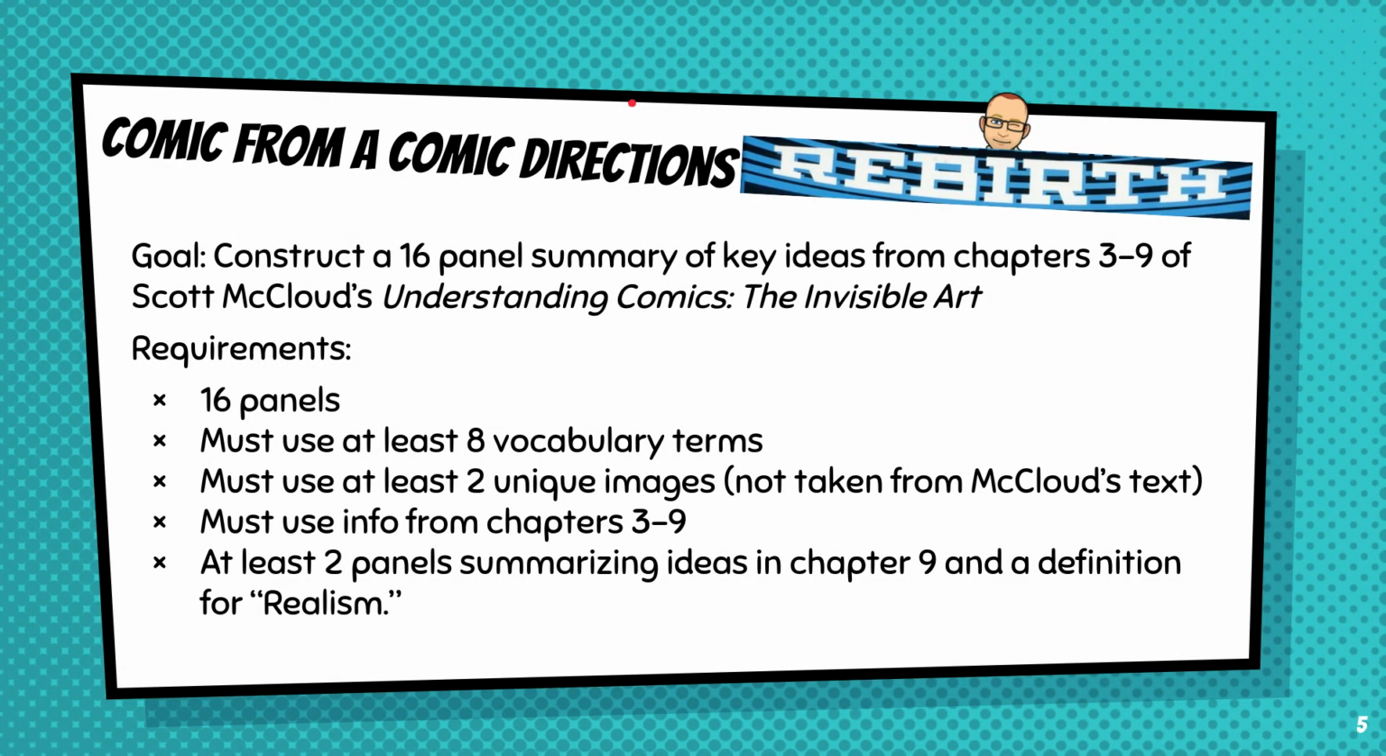So first, as a review, the Comic from a Comic directions for Rebirth. You're doing a 16-panel summary of the key ideas from McCloud's book, focusing on chapters 3 to 9. You have 16 panels. It must use at least 8 vocabulary terms. It must use at least 2 unique images not taken from McCloud's text. You can use Google Images, or you can draw your own images, whatever you'd like. Must use information from chapters 3 to 9, so nothing from 1 and 2.